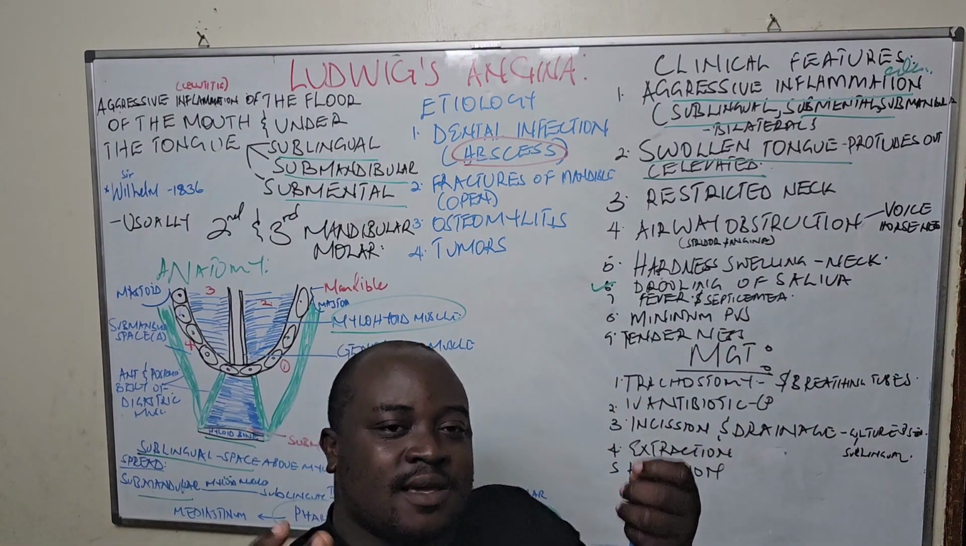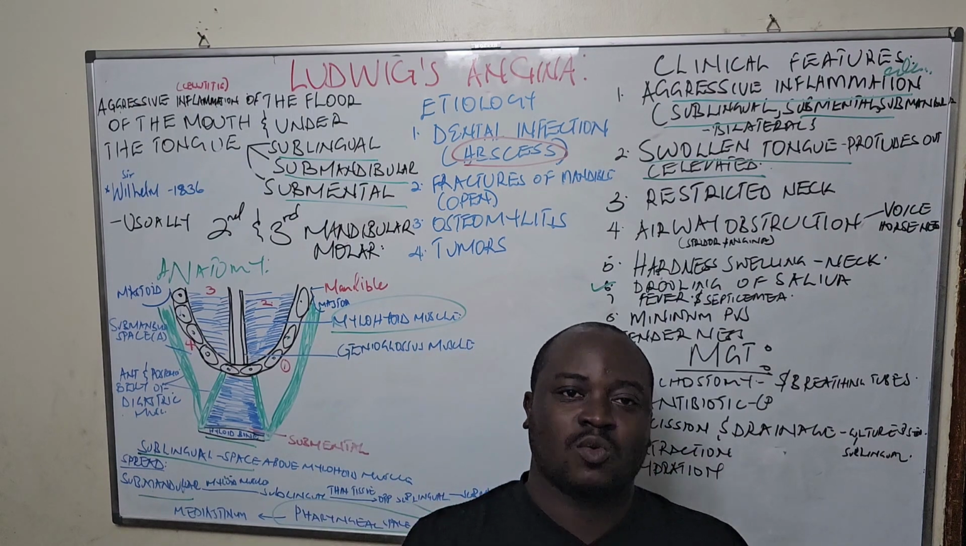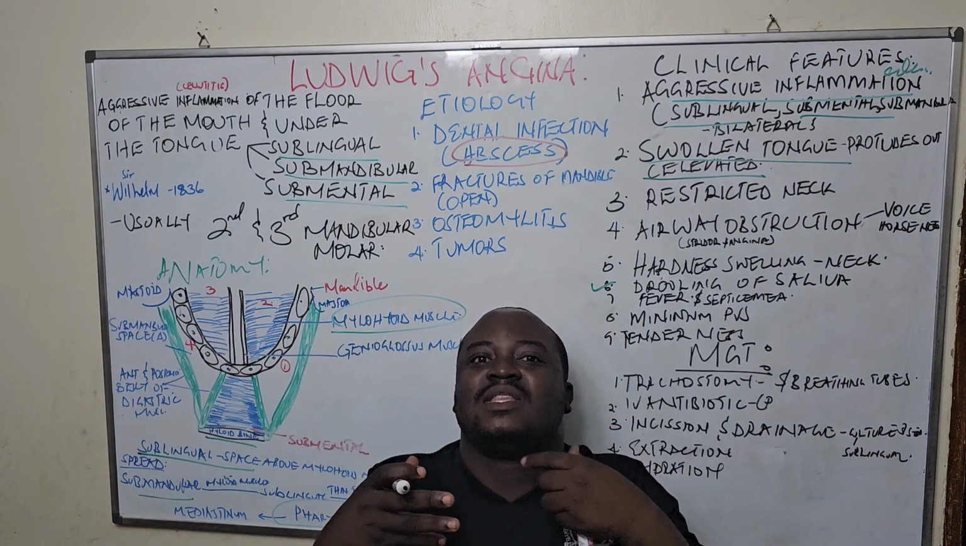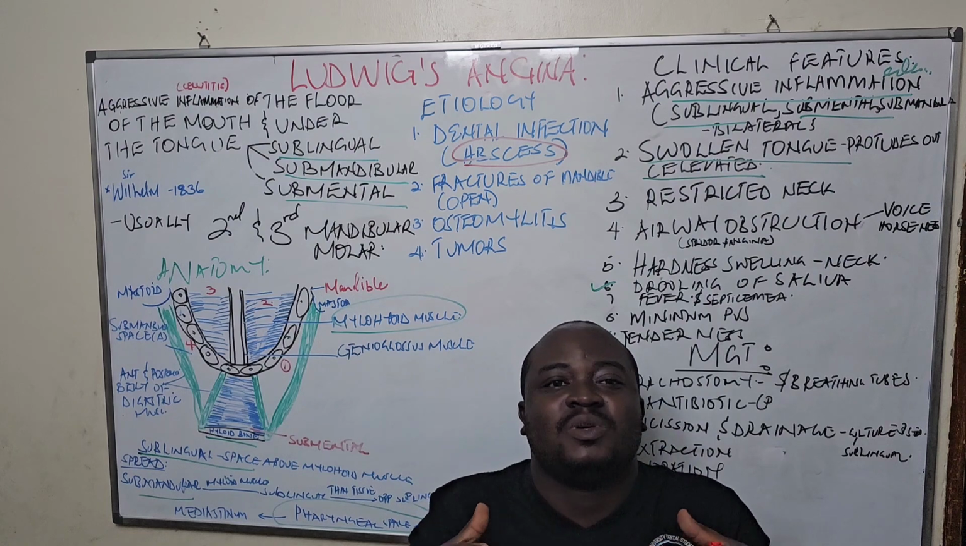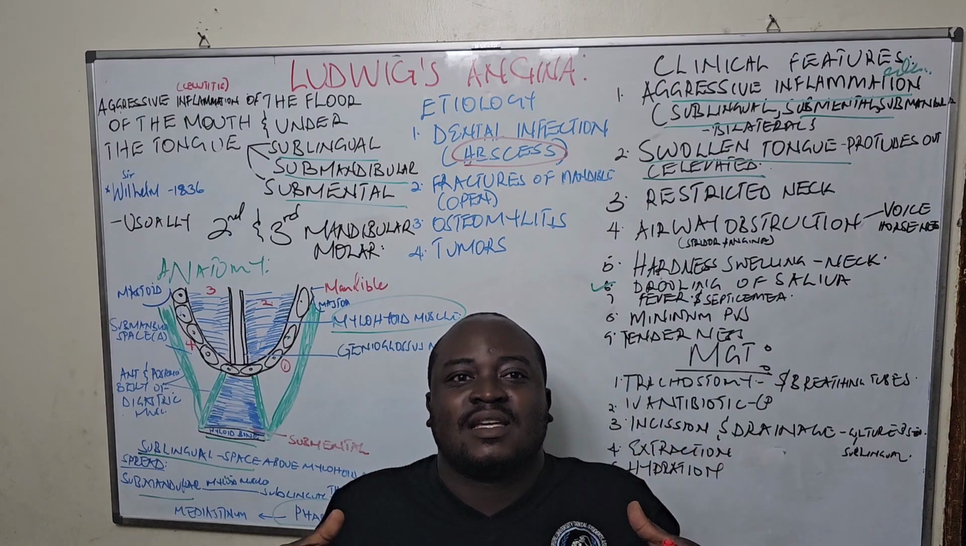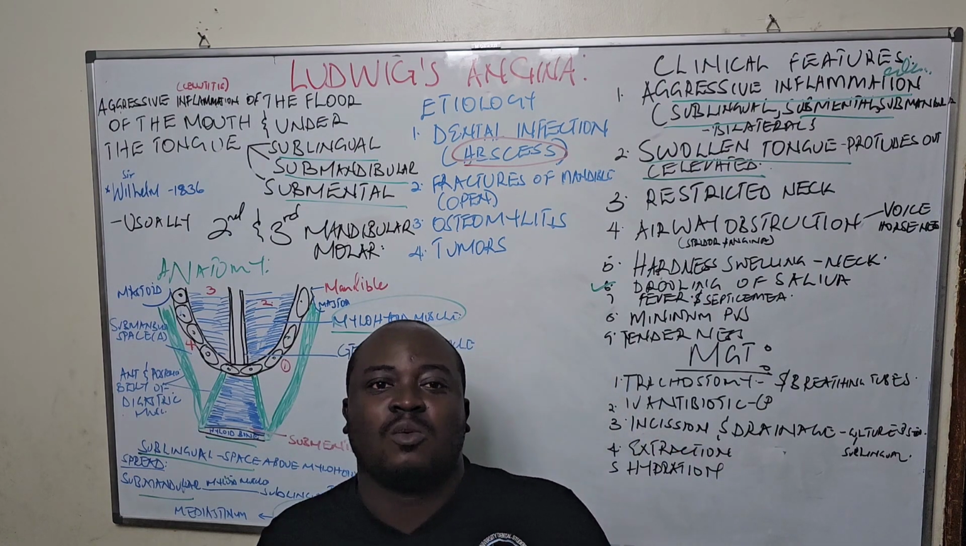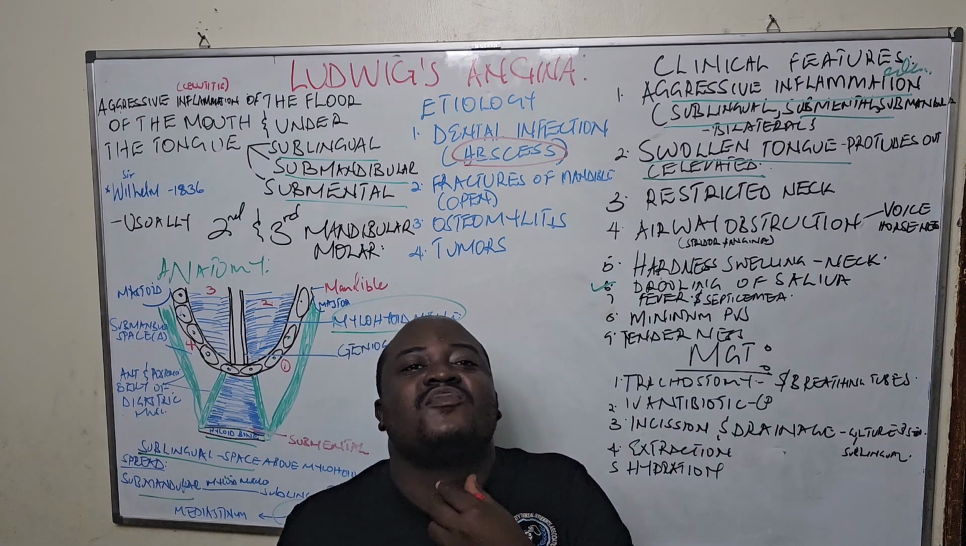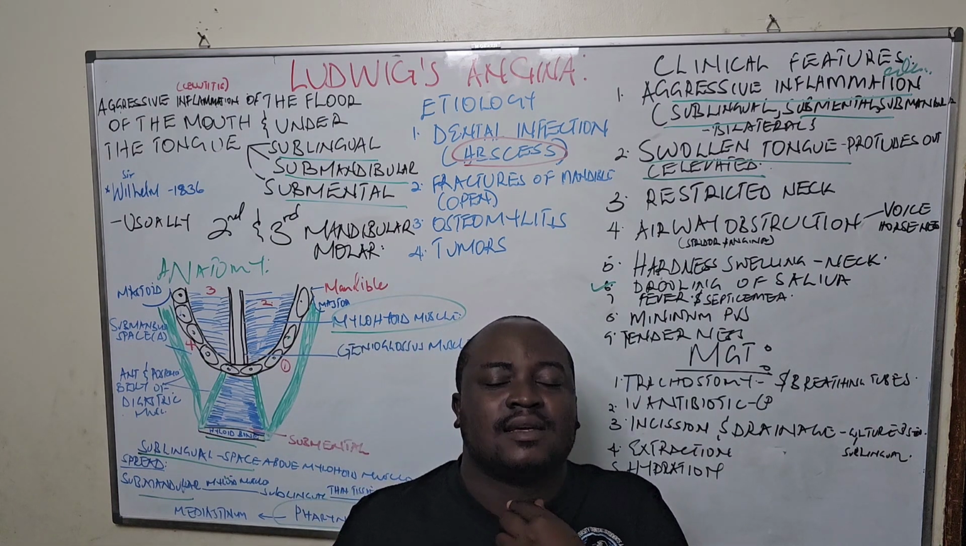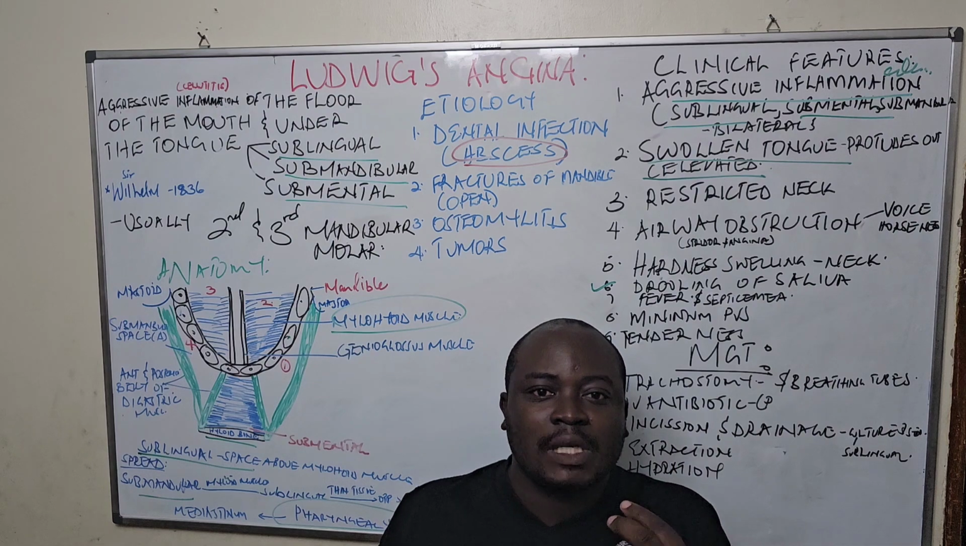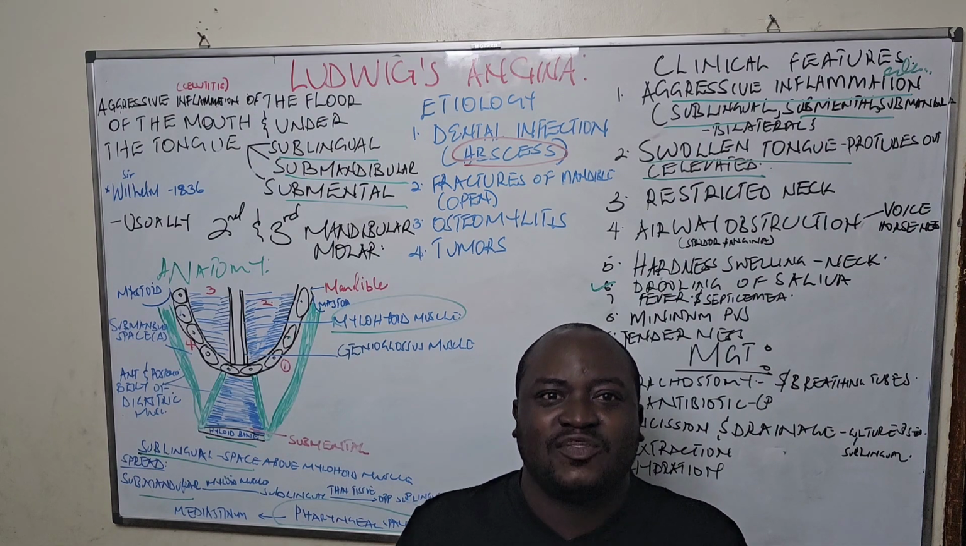Now, as the infection spreads, it is going to continue to affect the neck. The neck is going to be rigid, a red neck. In some books, you shall also feel there is a hard mass in the neck, non-fluctuant.